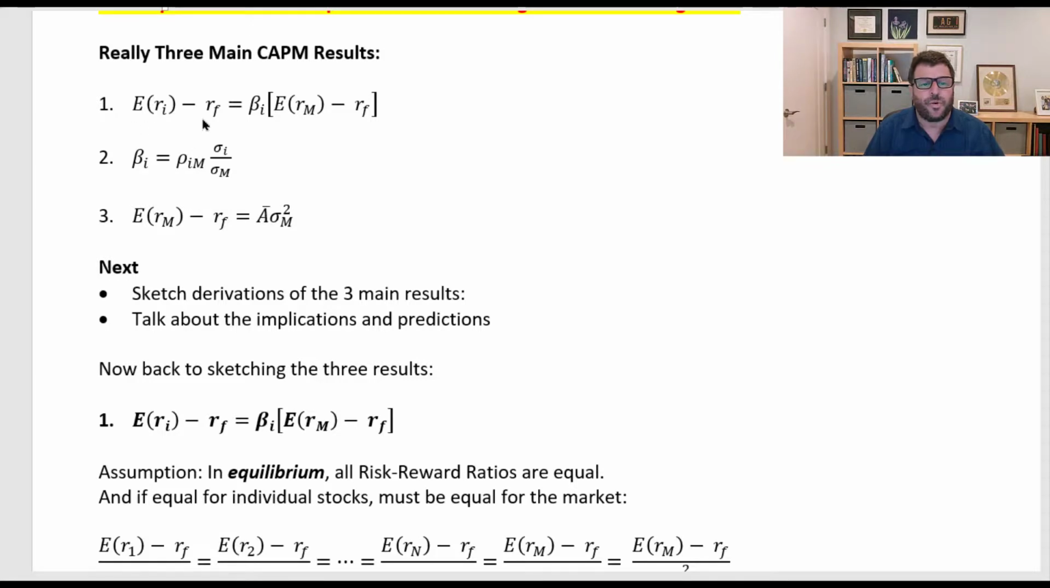So again, what I'm finding here for my main result is that the risk premium for a stock is proportional to the risk premium for the market. The proportionality coefficient is a function of correlation and relative volatilities. And the risk premium of the market is a function of overall expected market risk and risk aversion. And so the next thing we're going to do is we're going to sketch the derivations and implications of these 3 main results. We won't actually prove them or derive them. We'll just sketch these results.